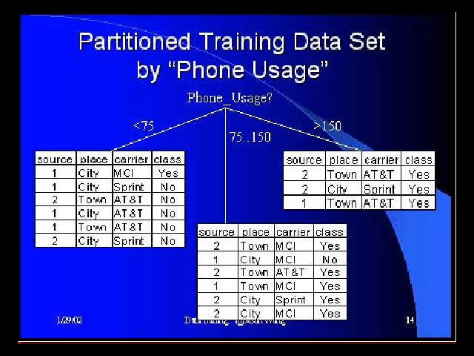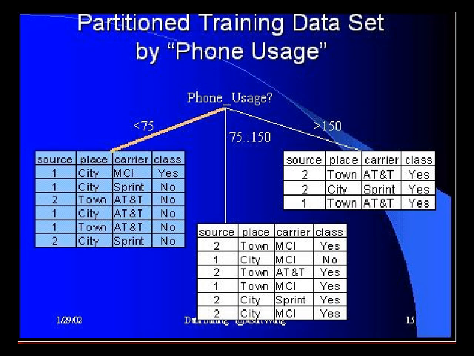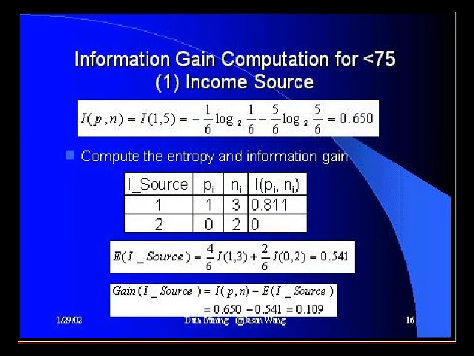Now we are going to focus on this particular reduced training database. Once again, based on that reduced smaller training database, we want to pick one attribute on which we can branch. Once again, we repeat all the calculations of information gain for each remaining attribute. Phone usage has been chosen already. So the only 3 remaining attributes we consider from now on are income source, living place, and the current carrier.